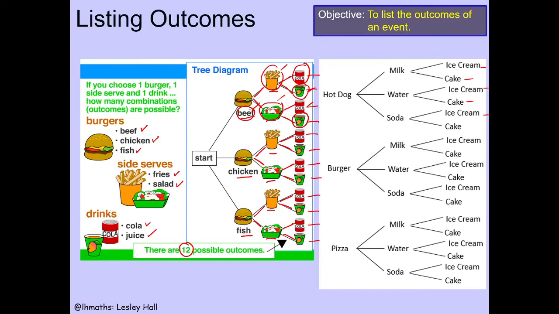There are 18 possible outcomes. That's correct. Okay? Now, are there any questions when it comes to the tree diagram? Okay, this time, let's have the classic deck of playing cards. Now, how many cards are there in a deck of cards?